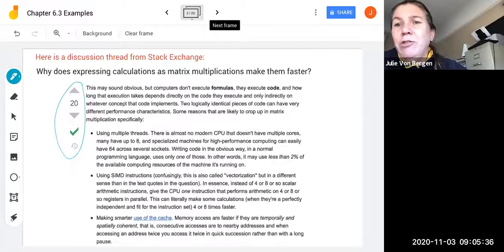Next is using SIMD instructions, which is also known as vectorization, but in a different sense. They talk about how you can give one instruction so that it executes in parallel across a matrix. Then, making smarter use of the cache. Memory accesses are faster if they're temporally and spatially coherent, which basically means consecutive accesses are to nearby addresses, and when accessing an address twice, you access it twice in quick succession rather than with a long pause.